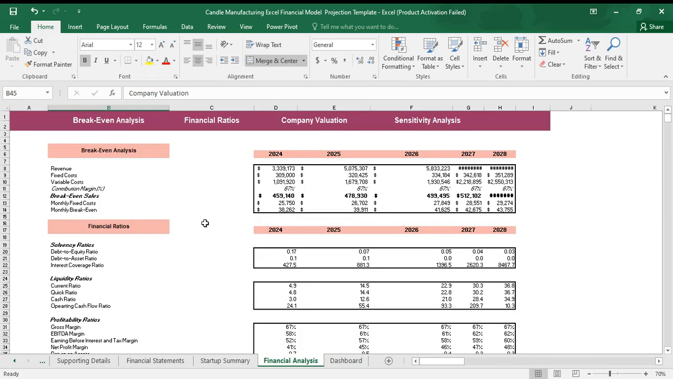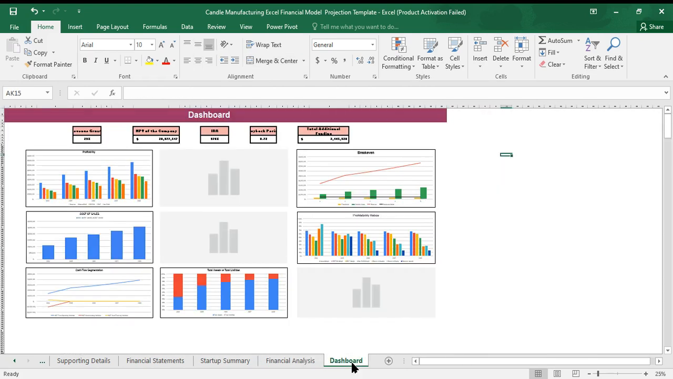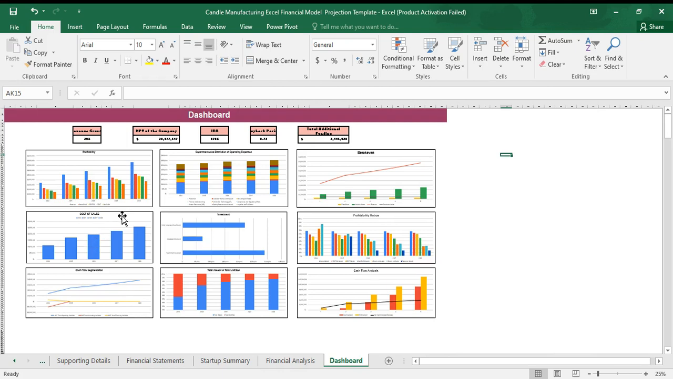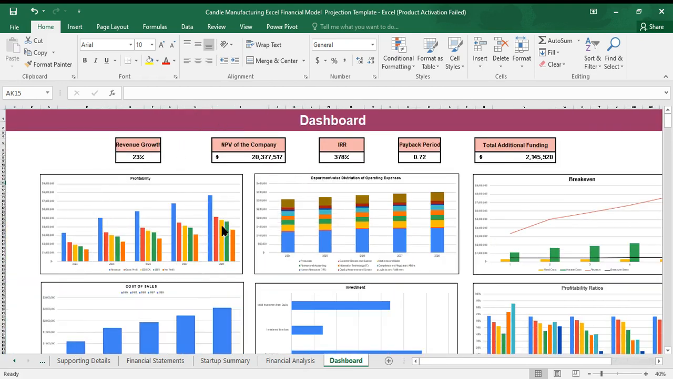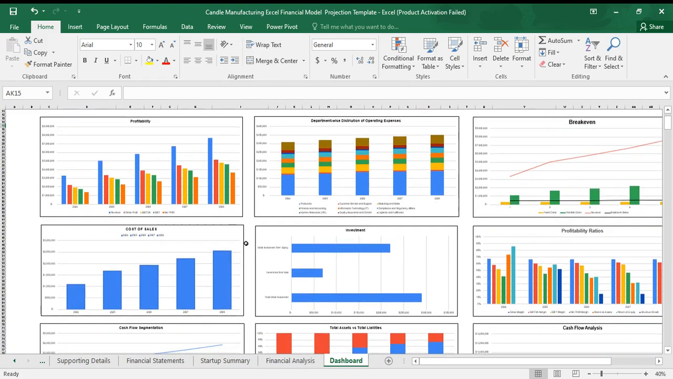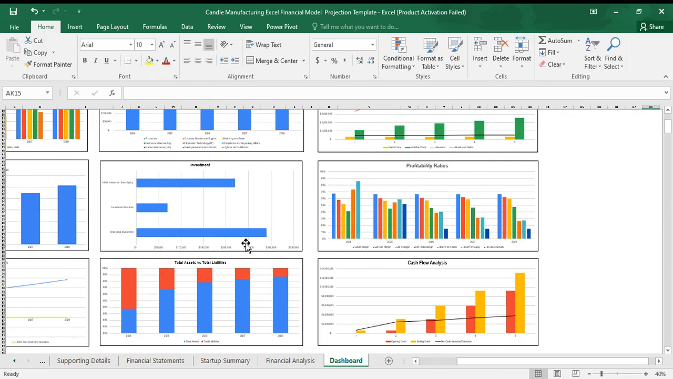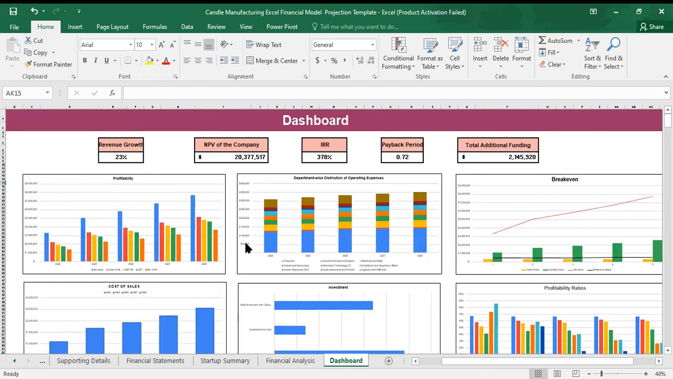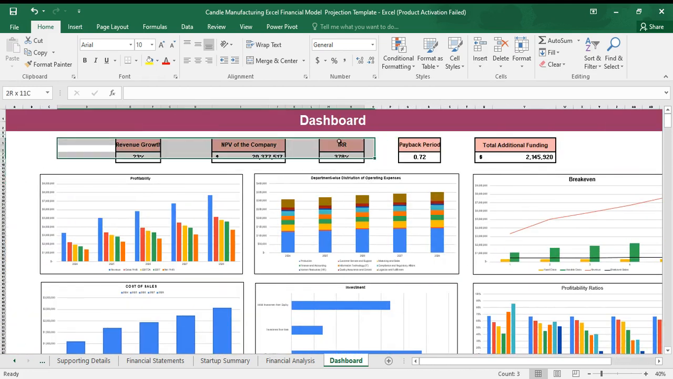Last is the dashboard. This is a graphical representation of all the financials that we have calculated in the previous sheets, and these include your profitability graphs. Then we have cost of sales graphs, we have assets versus liability graphs, cash flow analysis, cash flow segmentation, and much more. Here we have also included a scorecard to highlight the major financials of the business, such as revenue growth, NPV, and IRR.